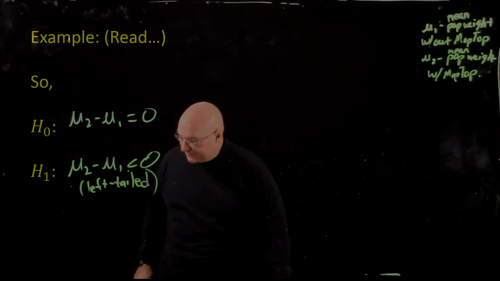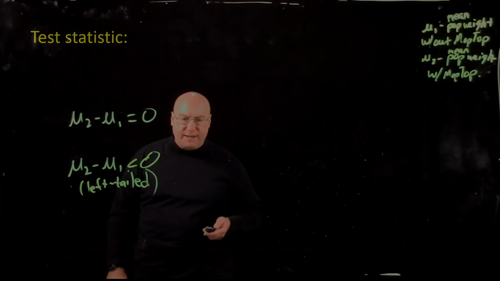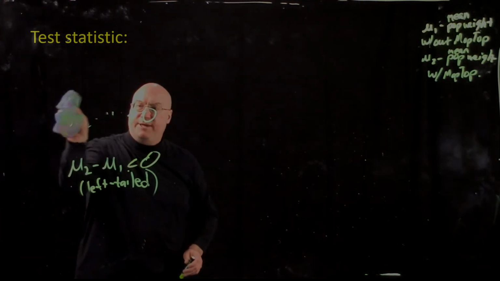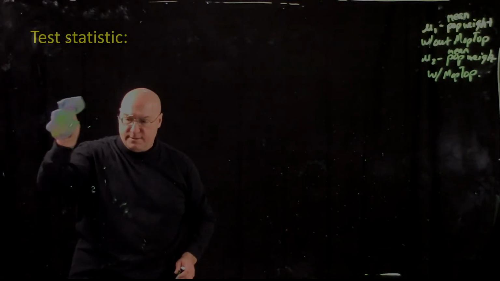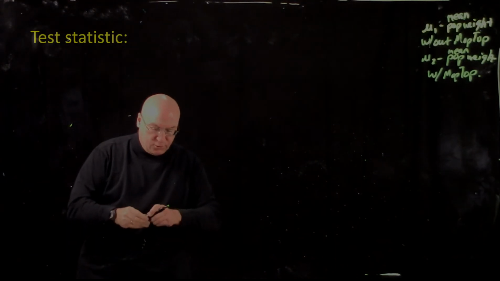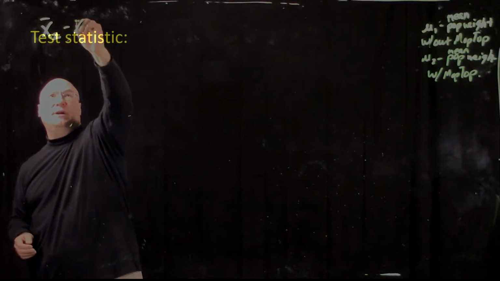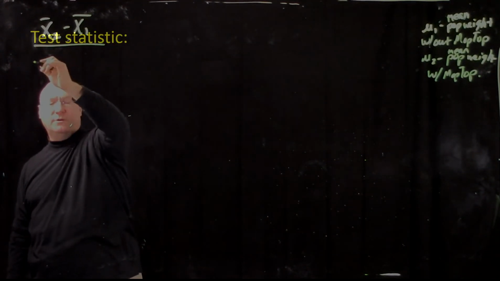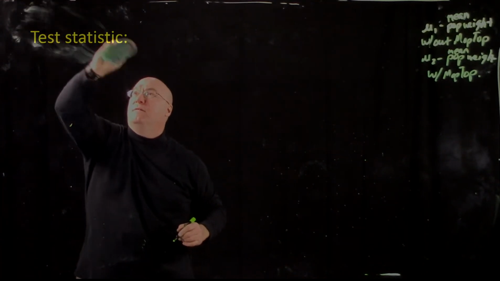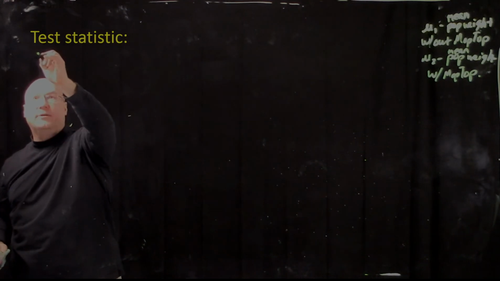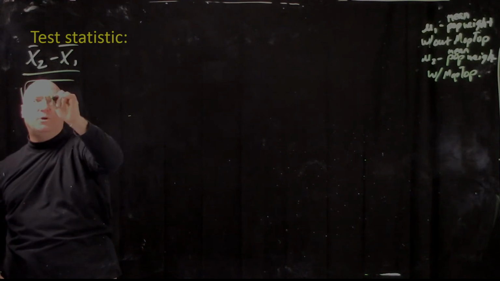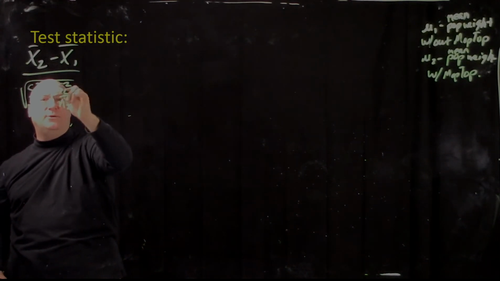Okay, let's do the test statistic and analysis. The test statistic, once again, we do x2 bar minus x1 bar divided by the square root of s1 squared over n1 plus s2 squared over n2.